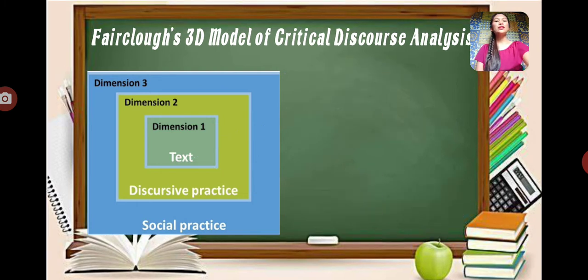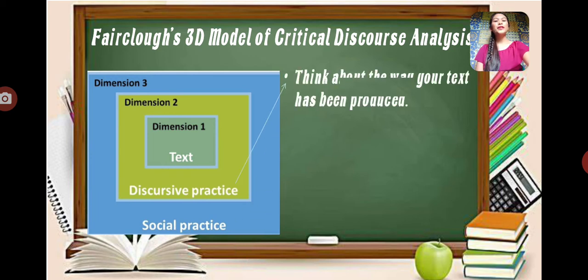The next dimension is discursive practice. Under this, we have to think about the way your text has been produced. For example, think about the difference between an author who writes a novel for money and one who writes for their own pleasure. The first author would want to tap into popular trends of the day in order to profit, while the second author would be less concerned with pleasing the public.